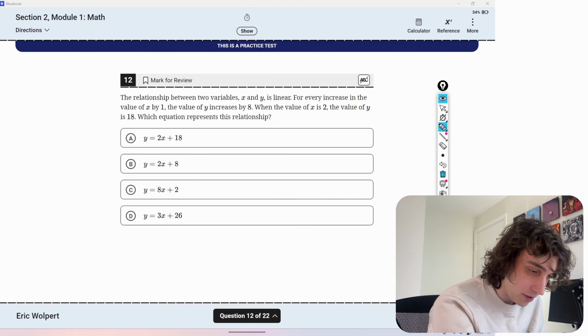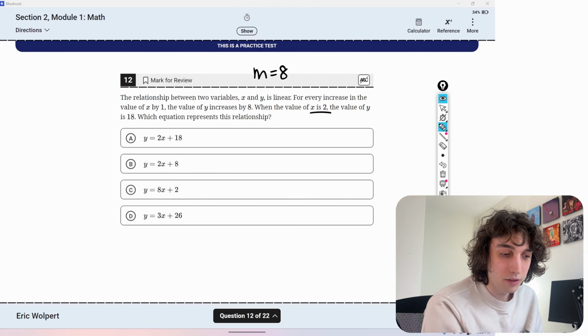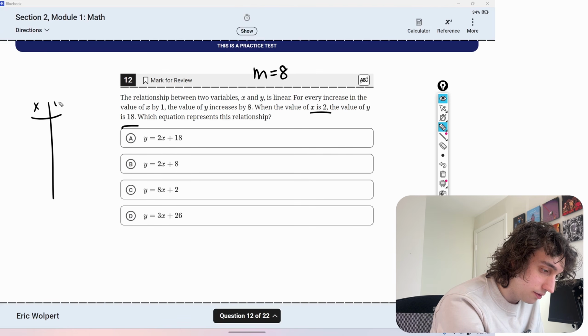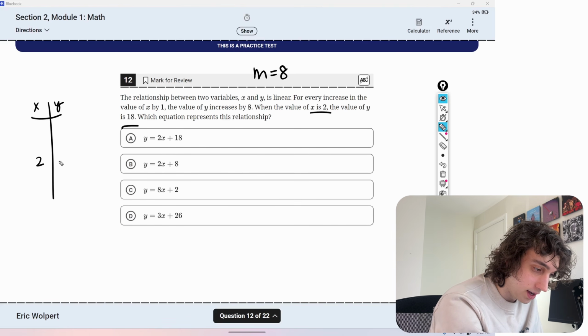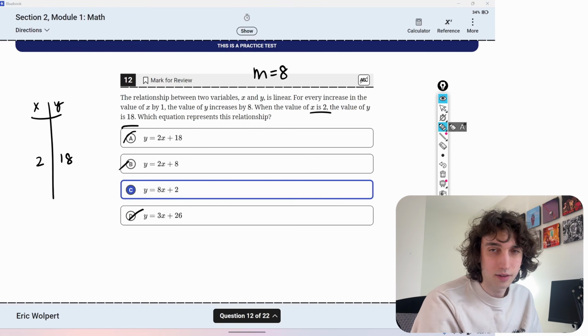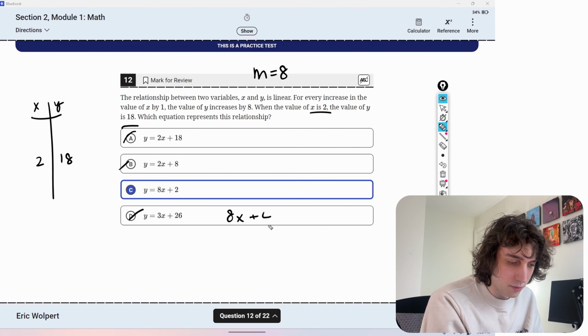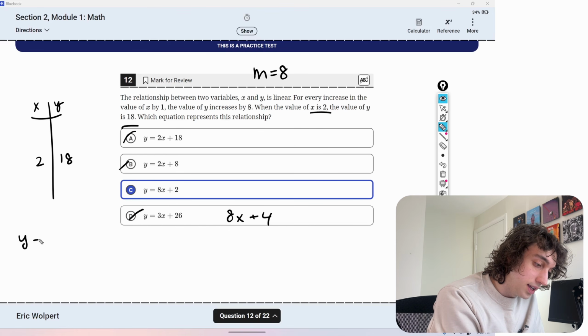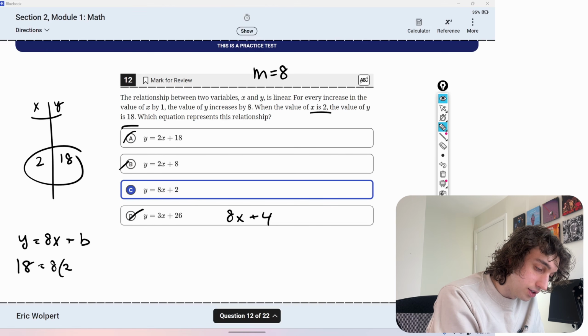So let's continue now that we've identified that the slope is equal to 8. When the value of x is 2, the value of y is 18. Which equation expresses this relationship? So when in doubt, set up a table. So we have our x's, we have our y's, and we know that when x is 2, y is 18, and we know that the slope is 8. So the slope being 8 should already tell us that the answer choice is C. But let's think about this a little more. Imagine D were 8x plus 4. How would we know that the answer is C and not D? We can be super formulaic about this. Set up y equals 8x plus b, and then plug in this point to solve for b. We get b equals 2.